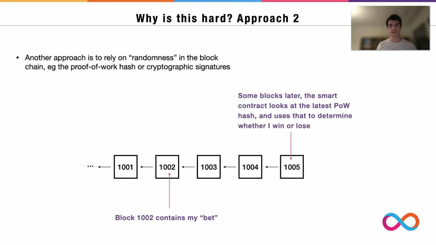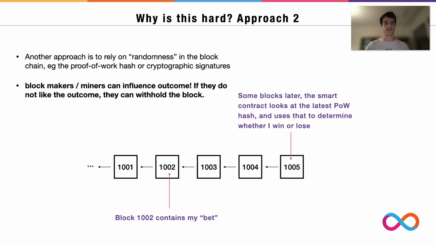So if everybody would be honest, this would work. But these blockchains are meant to work in the scenario where not everybody is honest, right? Some block makers or miners should be allowed to be malicious and the system should still work. But in this case, that actually is not the case.